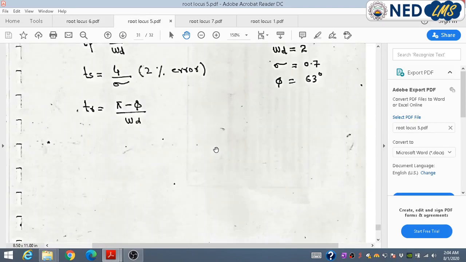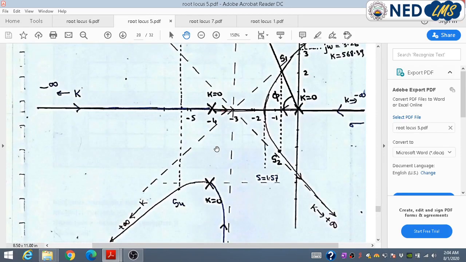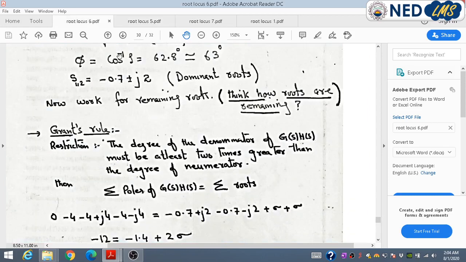Here is the diagram once again. You can see these are the coordinates: minus 0.7, and this one is the value of j. Here I am taking j2. So these are the two roots. These two roots are closer to the origin, so I have written here that these two roots are said to be the dominant roots.